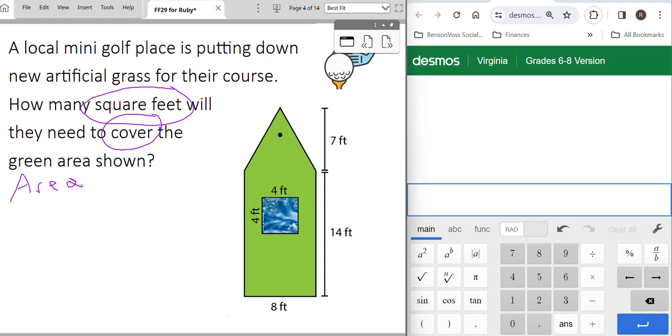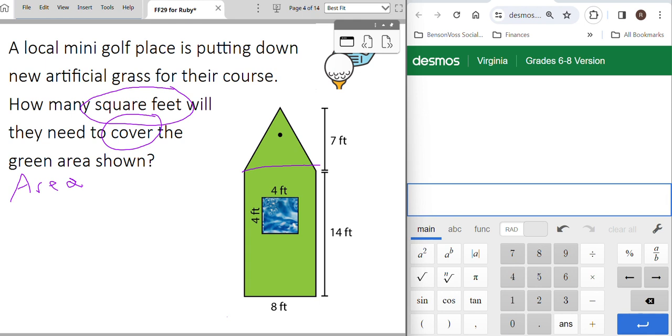Okay, so I'm going to look at this picture and say, all right. First of all, if I draw a line here, I've got a triangle, then I've got a rectangle, but then I'm going to have to cut out a piece in the middle. So there is a lot going on here.